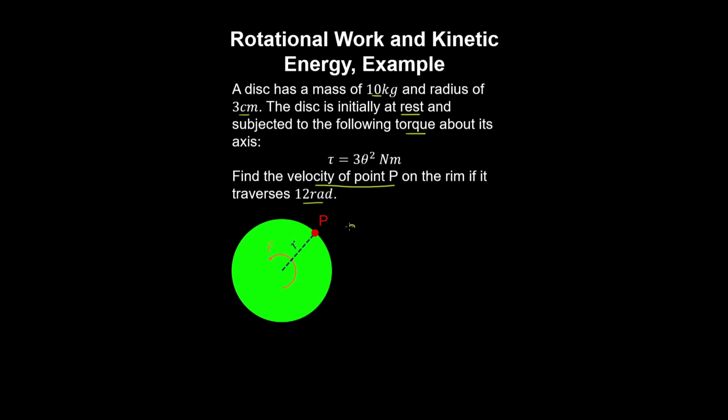Well, the work done by the torque is the integral from the initial to the final angle of the torque with respect to theta, and that's equal to the change in kinetic energy of the disk, which is a half by the moment of inertia about the center of mass by the change in the square of angular velocity.